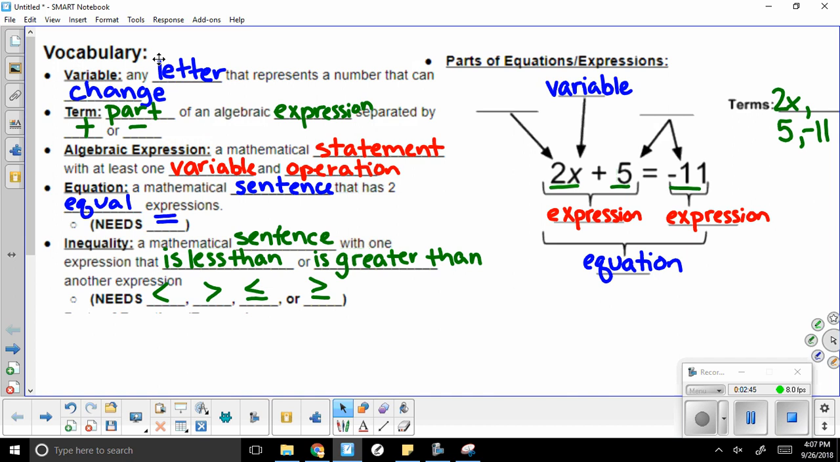Okay, so at this point you should have all your vocabulary and the parts of our example labeled. The parts that we did not label yet, so look at your example, we need to label the coefficient. That is the number in front of the variable. So label that number 2, coefficient, and then our constants. Those are the numbers that are in our equation, like 5 and negative 11.